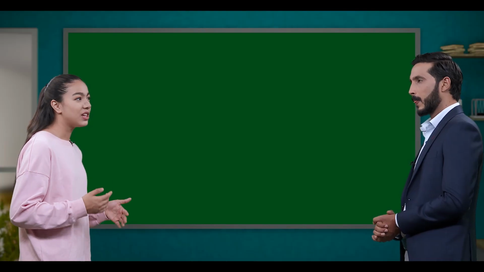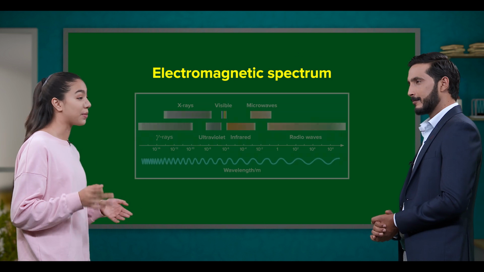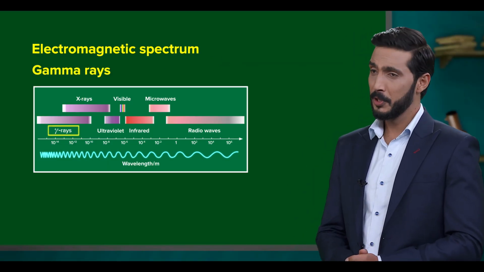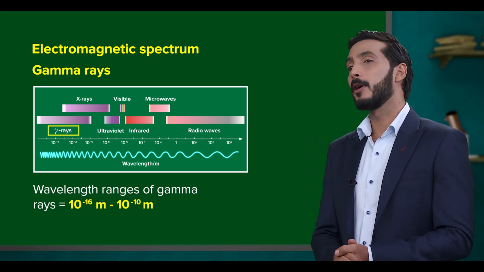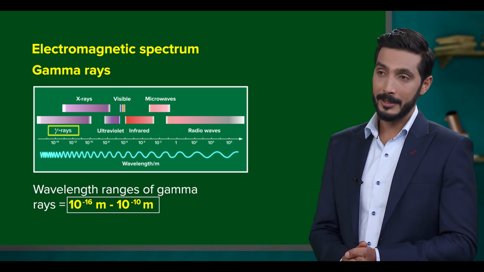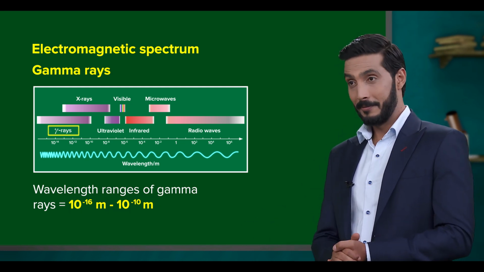So, teacher, shall we run through all the sections of the EM spectrum starting from the top? Sure. Let's start with the gamma rays, which have the shortest wavelength that ranges from 10 to the power of minus 16 meters to 10 to the power of minus 10 meters. So, Anushka, what about its frequency?